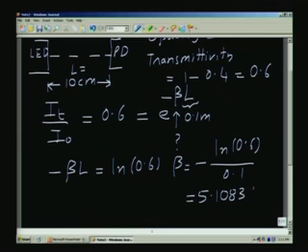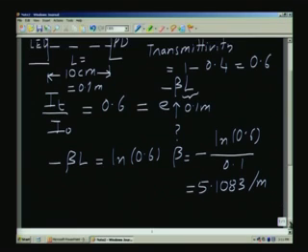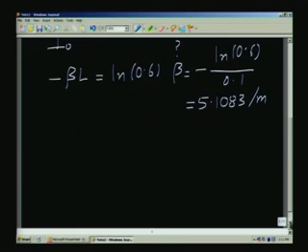5.1083 per meter, because I am using 0.1 is 10 centimeters what is given, this is equal to 0.1 meter. So, I have taken everything as SI units. So, the extension coefficient beta comes out to be 5.1083 per meter. This is the first answer which is required.